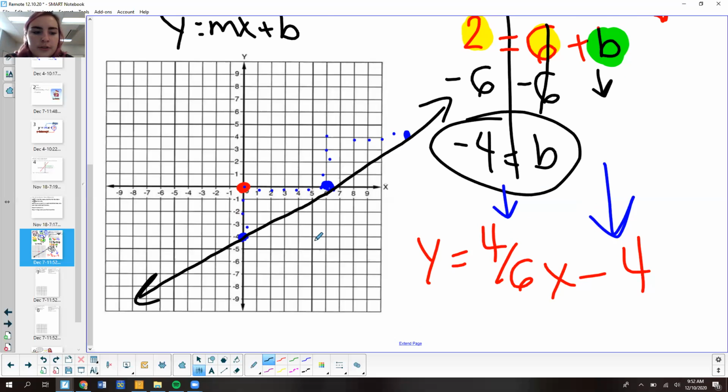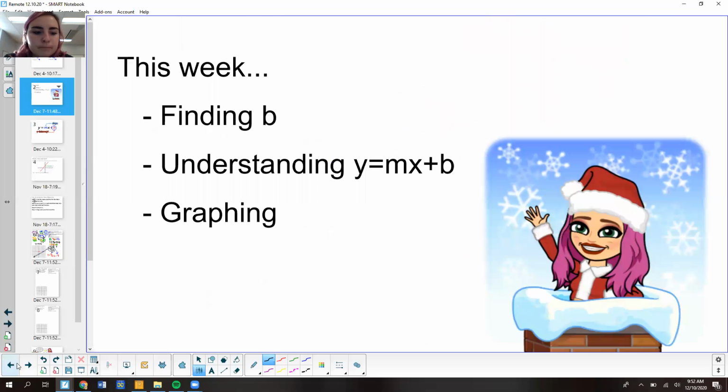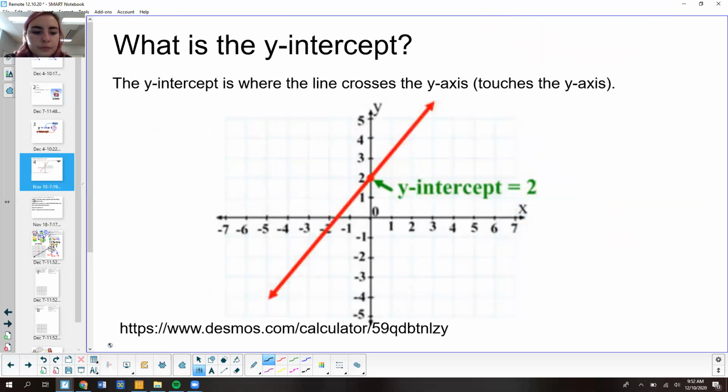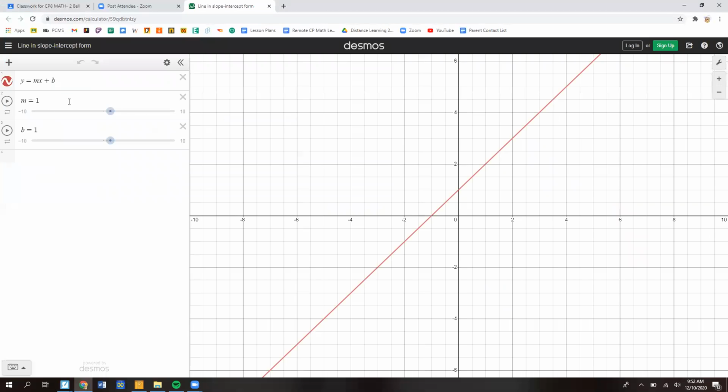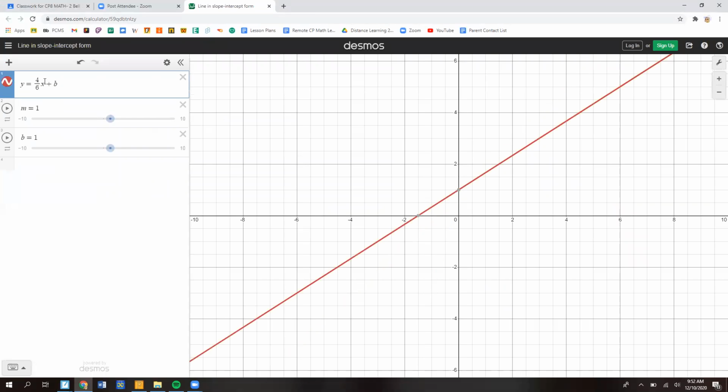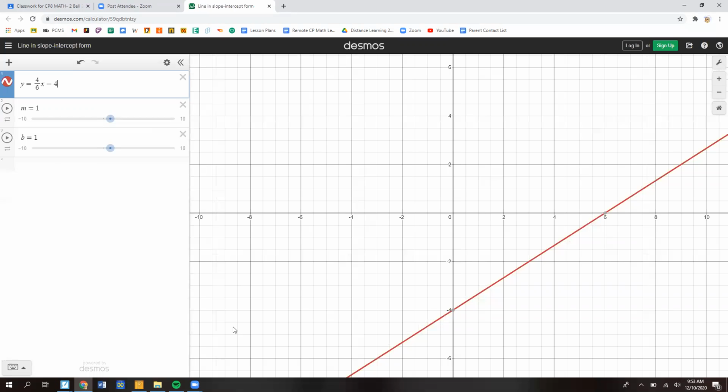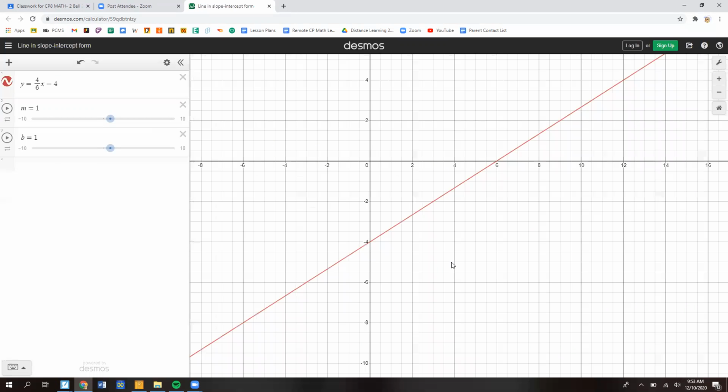So we're gonna actually try this on Desmos real quick. I wanna make sure that we can see what it looks like when it's done, in a nice organized fashion. So one second. So we had y equals 4/6x minus 4. So that is what our lovely little line would look like with that equation that we came up with.